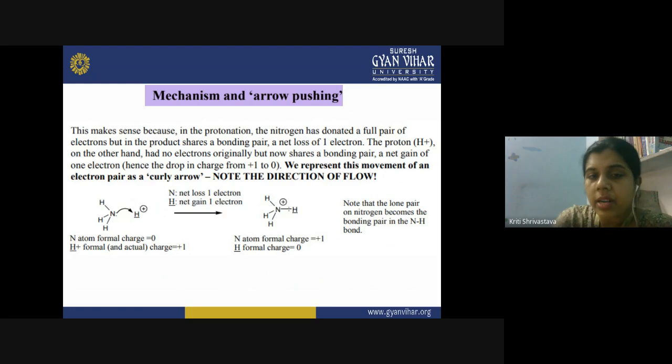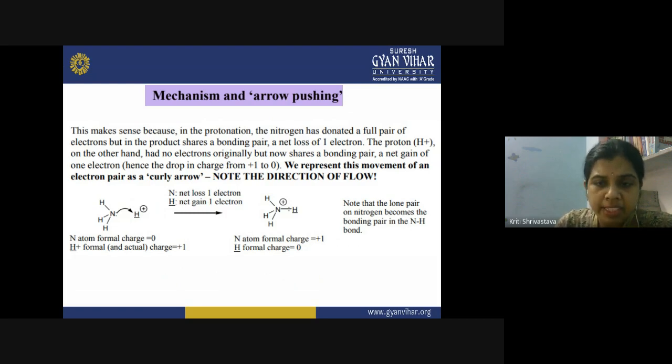But in the product it shares a bonding pair, a net loss of one electron. So the proton H plus, on the other hand, has no electrons originally, but now it shares a bonding pair, a net gain of one electron. Hence, the drop in the charge is from plus 1 to 0. So now it is not having any charge, and because the nitrogen has given one of the electrons to hydrogen, now it will attain one positive charge.